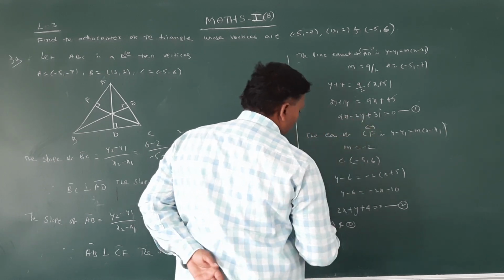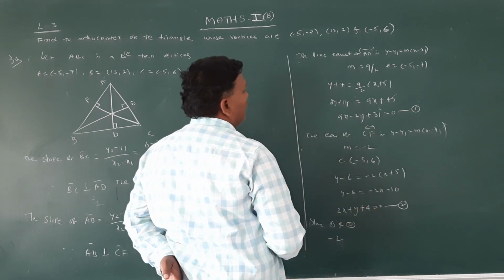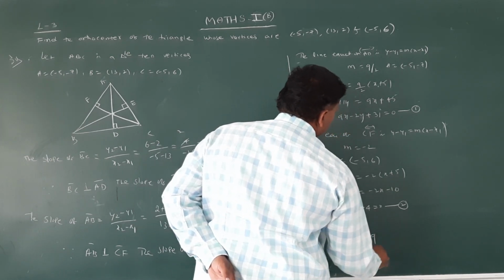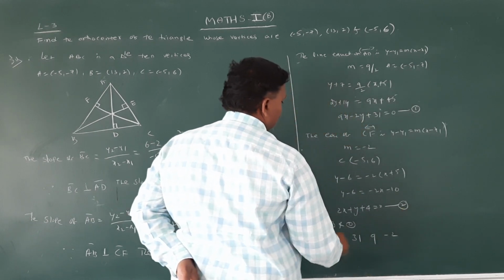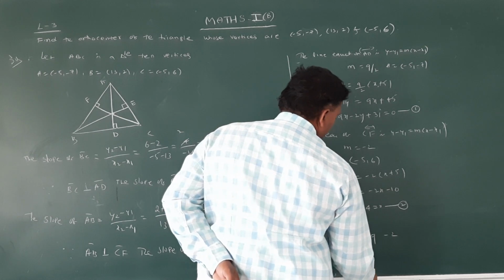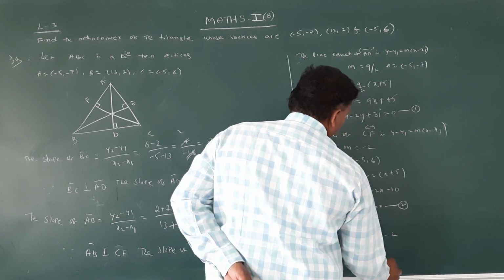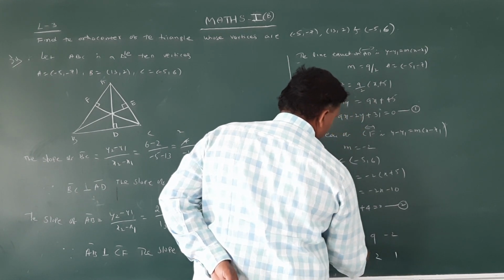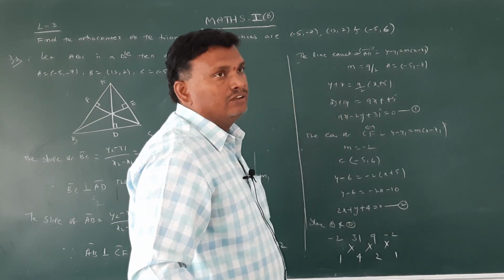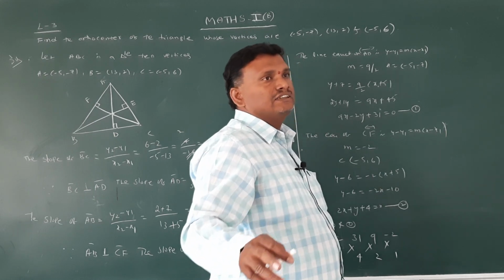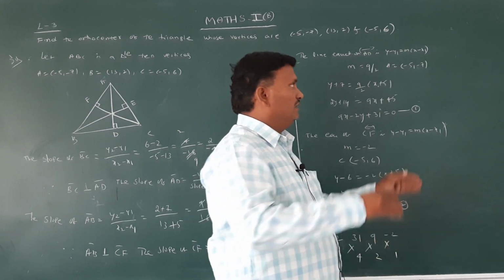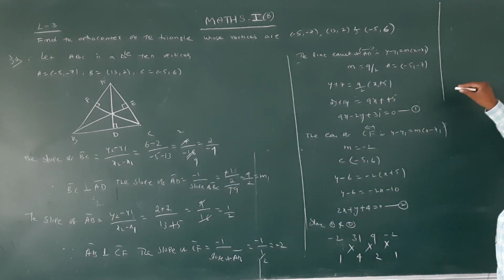Solve 1 and 2. First write the coefficients. For equation 1, the x coefficient is 9, the y coefficient is minus 2, and the constant is 31. For equation 2, the x coefficient is 2, the y coefficient is 1, and the constant is 4. Use the matrix determinant method, the 2 by 2 matrix, AD minus BC.